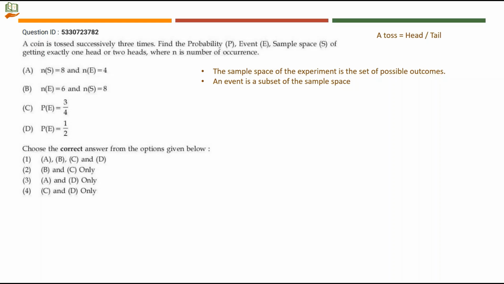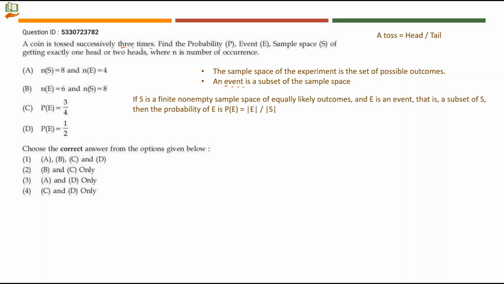But when you take sample space for 2 tosses, for first head you may have head and tail for the second toss. For the first tail you may have head and tail in the second toss. All the 4 possibilities will be taken as sample space. But here they have given it is successively tossed for 3 times. So you have to consider 3 tosses together.